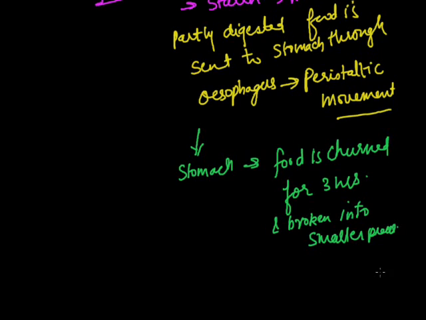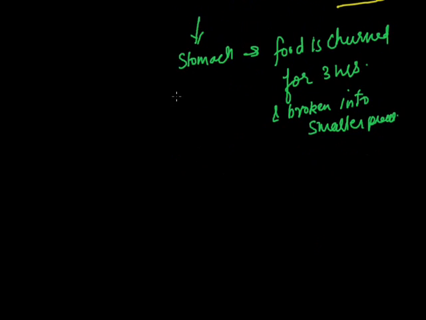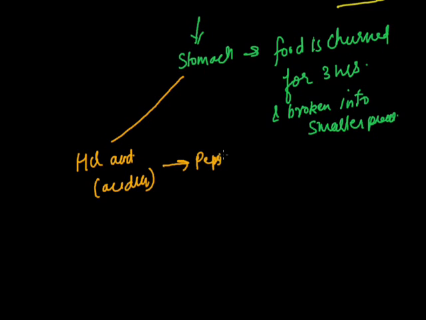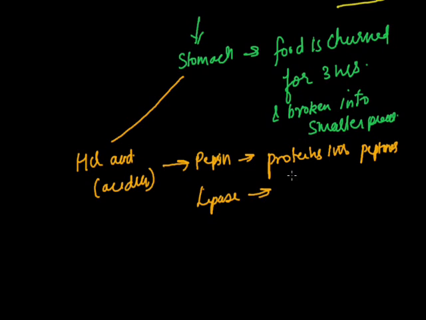Now the stomach consists of many things. It consists of hydrochloric acid, and this hydrochloric acid will make the medium of the stomach acidic, and in this acidic medium, the protein digestive enzyme, that is pepsin, will break down proteins into peptones, as well as gastric lipase will be there. This gastric lipase will partly break down lipids.